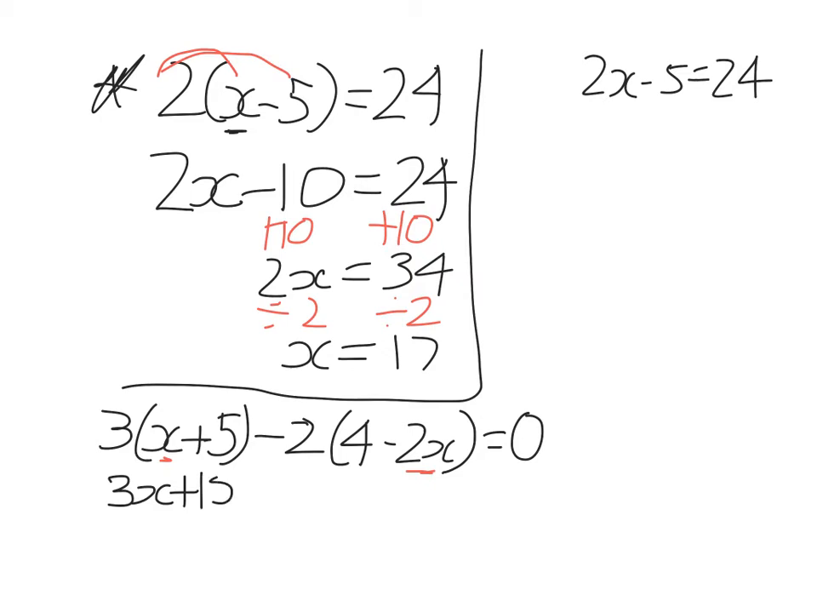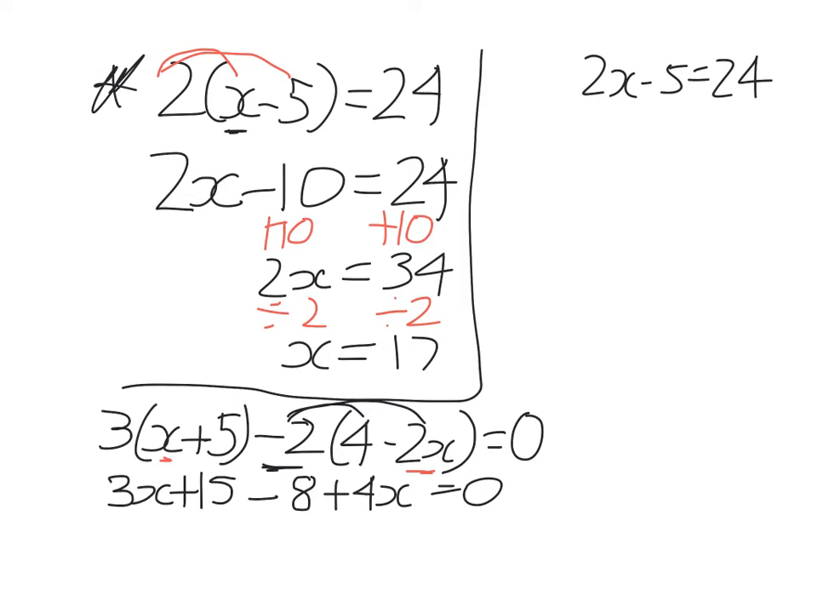And I do likewise for the second one, but don't get caught out. This is not a 2, it's a negative 2. So I don't go 2 times 4, I go negative 2 times 4, which is minus 8. Use your calculator if you're stuck. And then it's negative 2 times negative 2x. Negative times a negative gives a positive. So that's after expanding the brackets. I haven't actually started to solve yet.